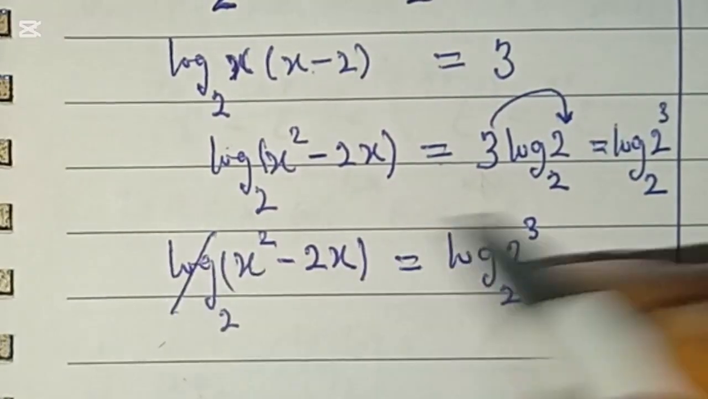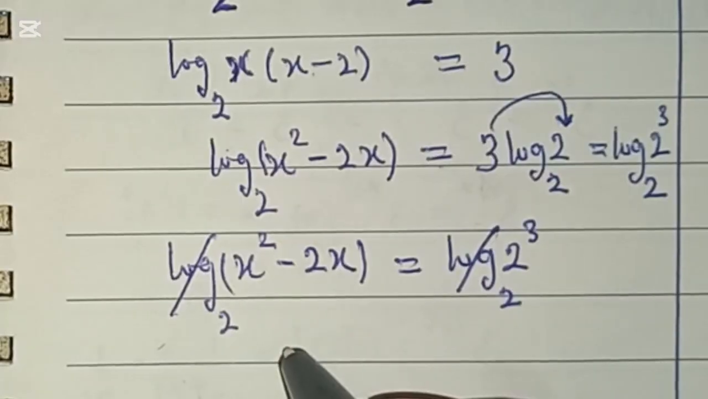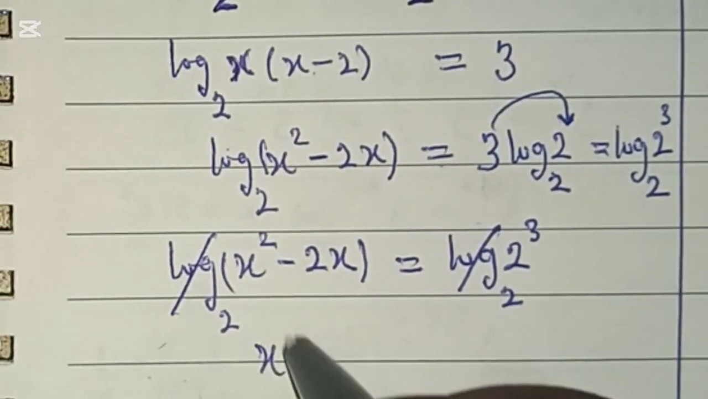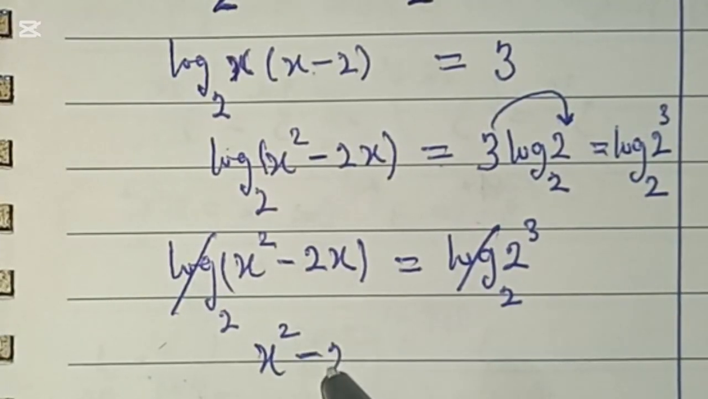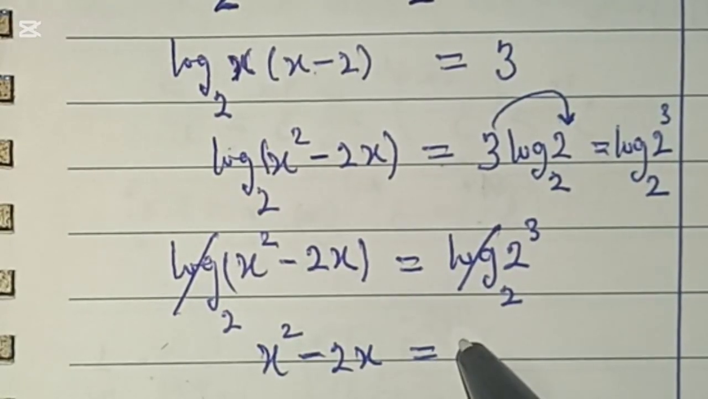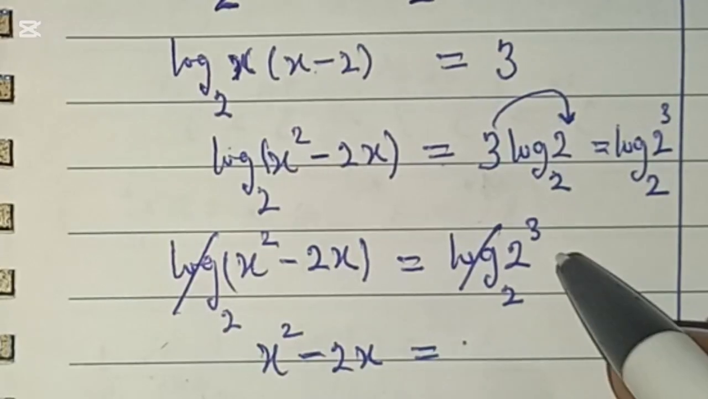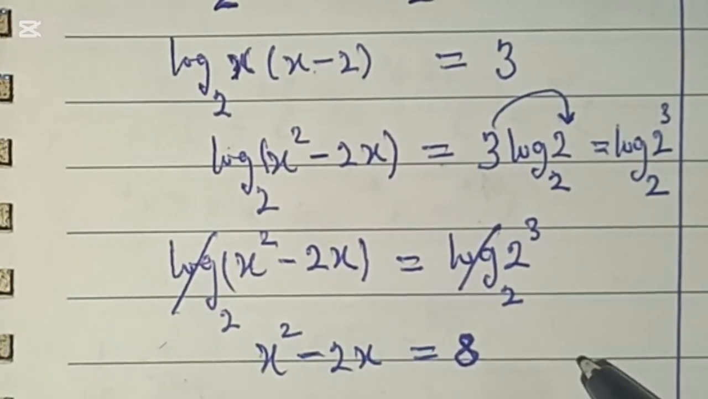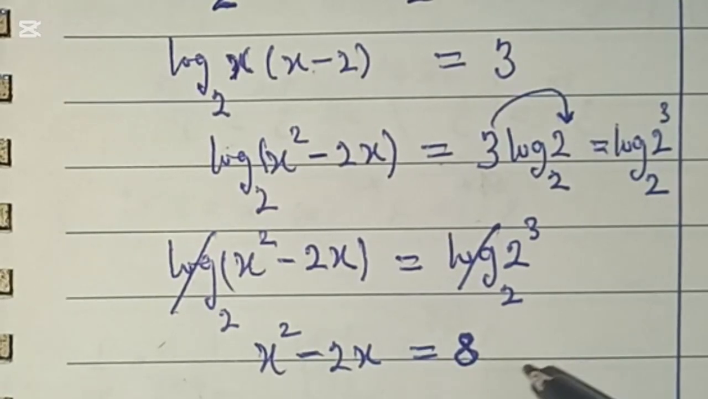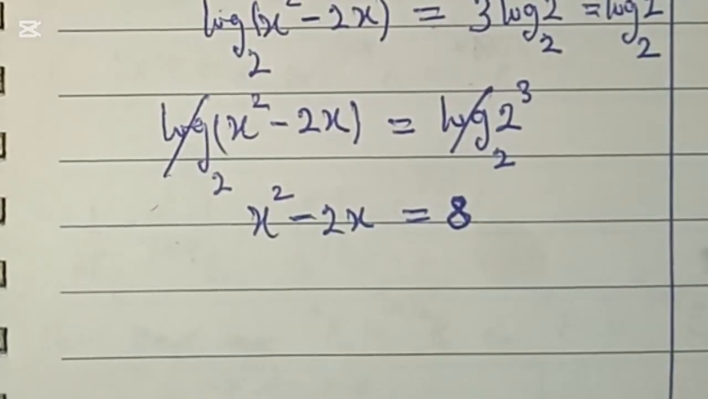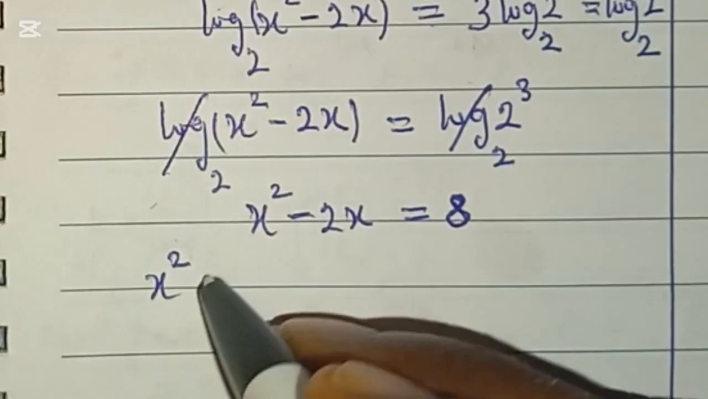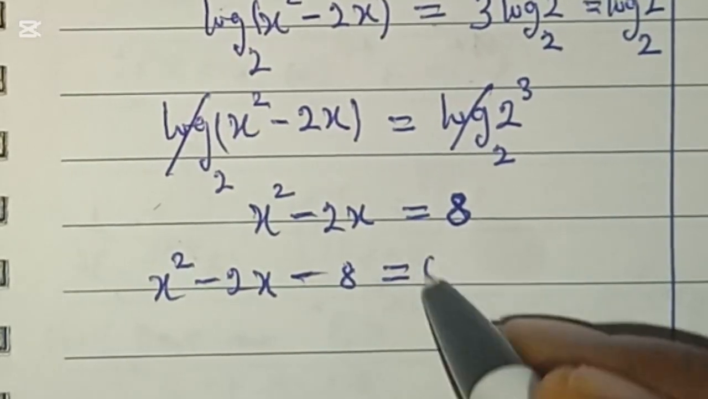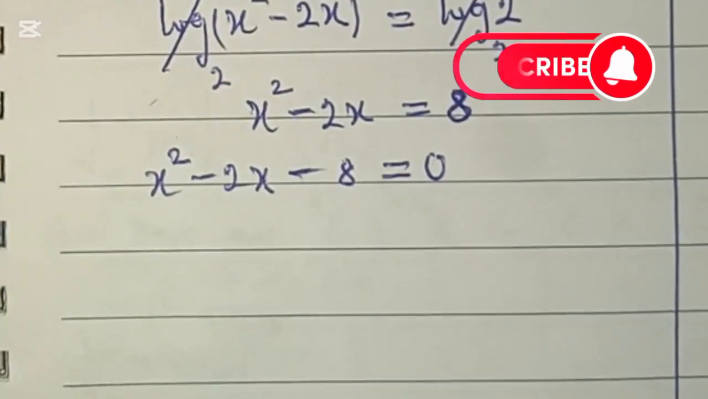Now we can comfortably cancel out the logarithm, and we are left with a quadratic equation, which would be x squared minus 2x is equal to 2 to the power of 3, which is 8. 2 to the power of 3 is 8. So this is a quadratic equation that we can easily solve by whichever method you want. x squared minus 2x minus 8 gives us a quadratic equation, and we can solve this by factorization.